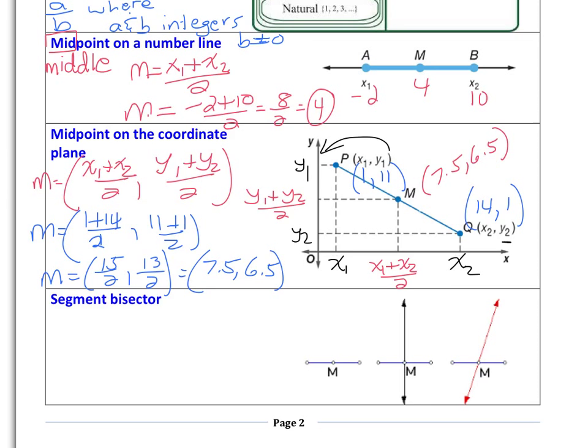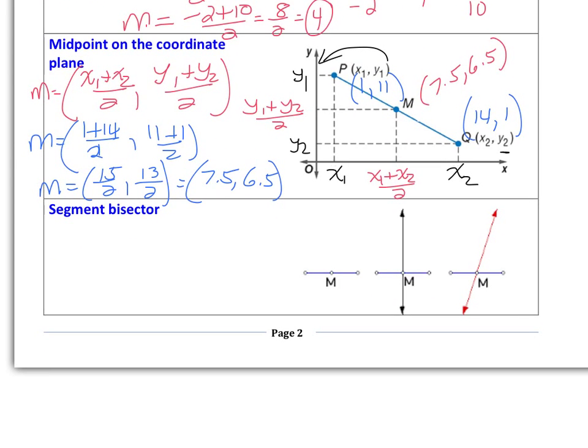Okay, last vocab word here, segment bisector. The root word bi means two, and the root word sect means to cut or separate. So a segment bisector is actually what is cutting and separating, and it's separating a segment into two equal halves.